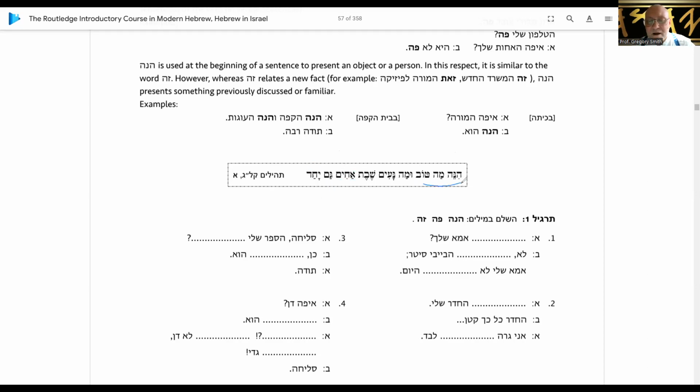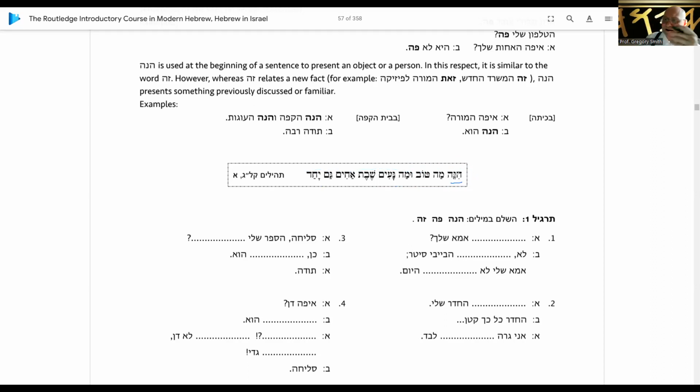Hine matov u'ma na'im shevet achim gam yachad. Hine matov, look at that. That's how it goes. Hine matov. And then the women go, u'ma na'im, la la la la la. And the women go, u'ma na'im, la la la la la. And then it goes right back to the start of that.